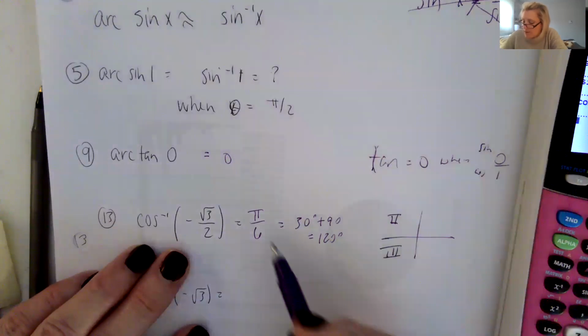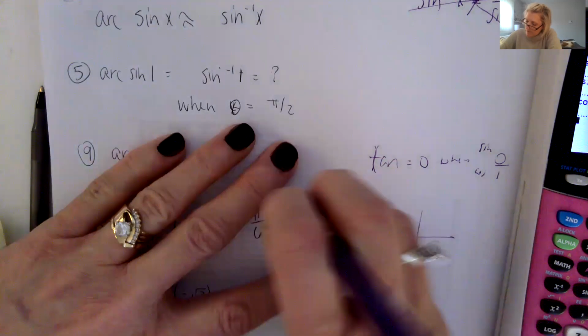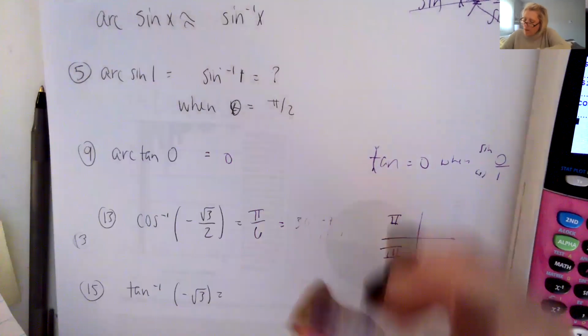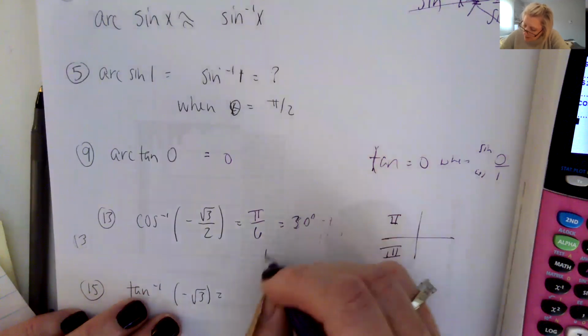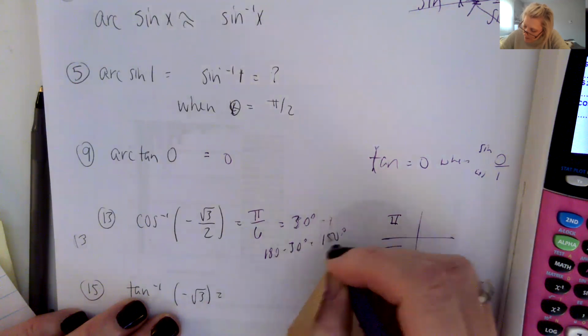Oh, pi over 6 is 30 the other way, so it's, yeah. Pi over 6 is the reference angle at 30 degrees. So that means it'd be 180 minus the reference angle, which would be 150 degrees.